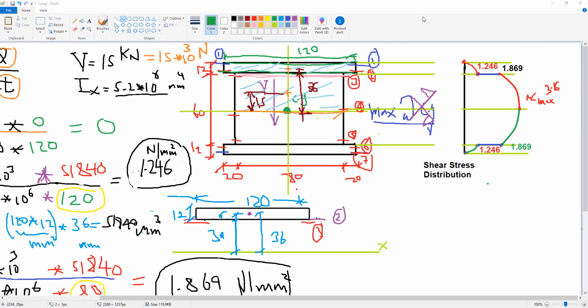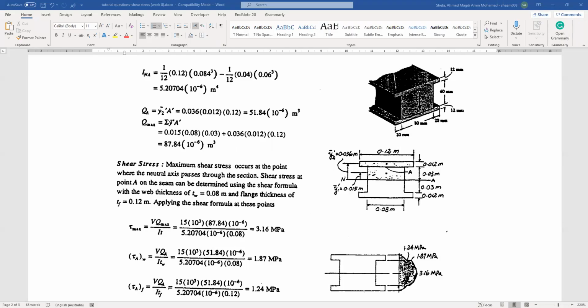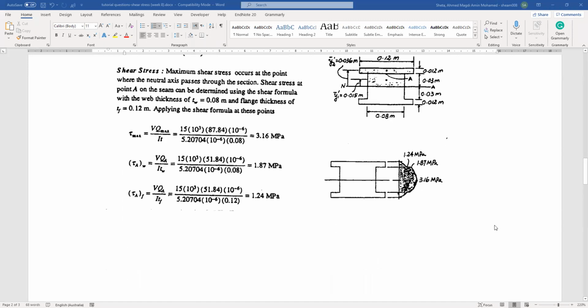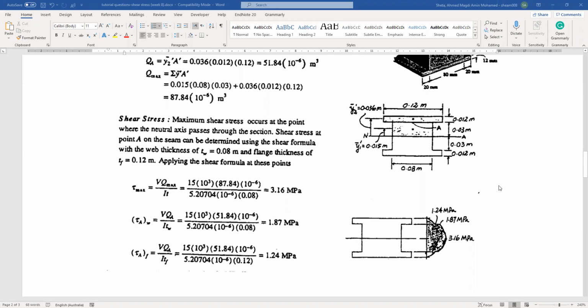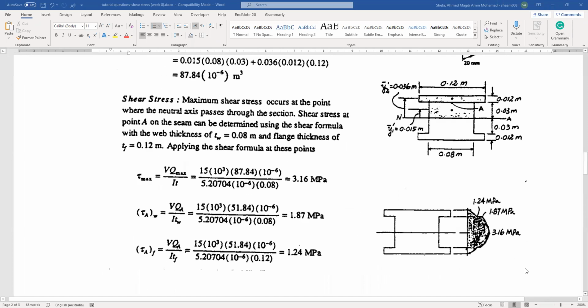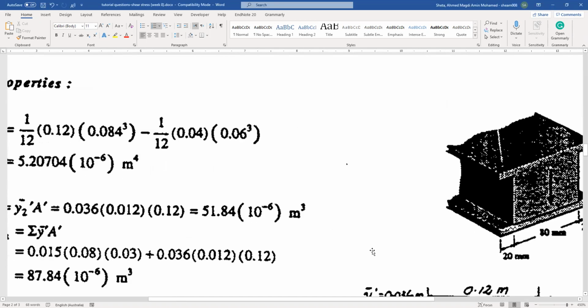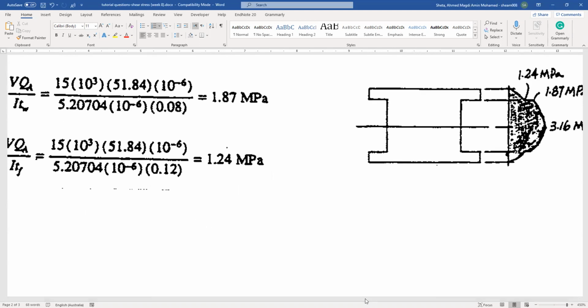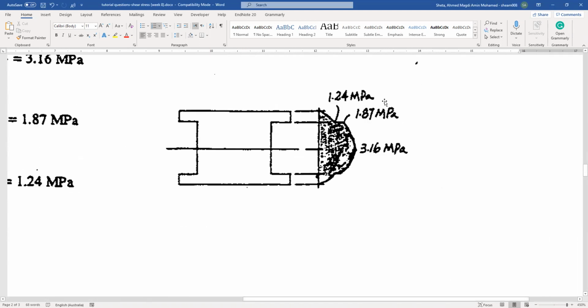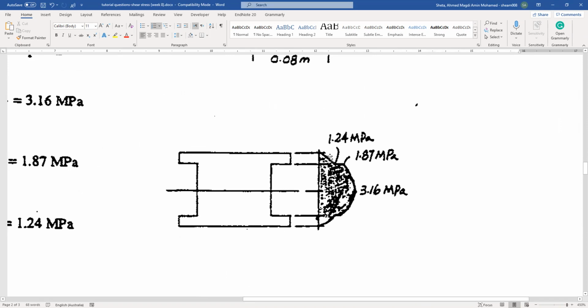Okay, I will show you now. I will stop sharing and show you the result. Can you see the screen now? This is the final result. As you see here, this is the stress distribution for the cross section. You have a curve, you have to connect with a curve like that. Okay?